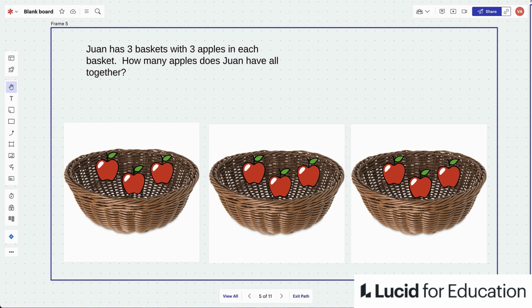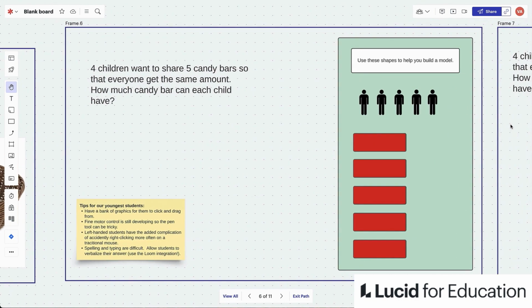Also, you could have all of the apples, take them out of the baskets and put them in an image bank here and have the students drag and drop them. That's going to help them get thinking about grouping and prepare them for more learning about fractions. I actually took this question and I did attempt it with a kindergartner.